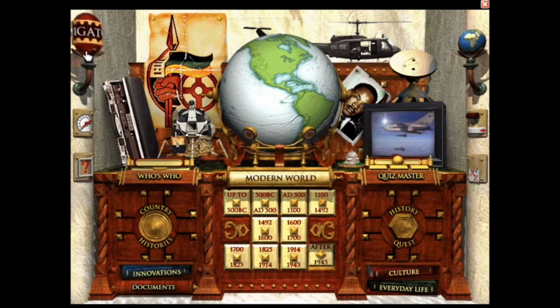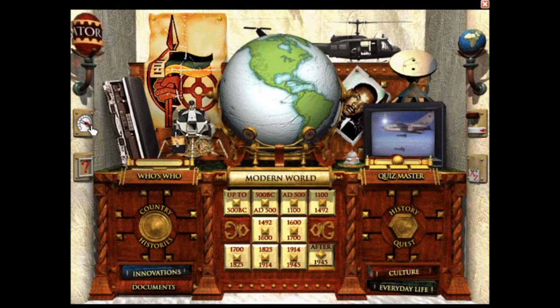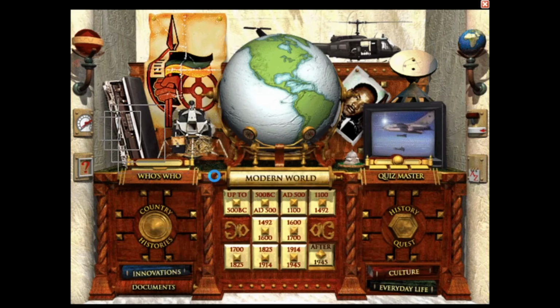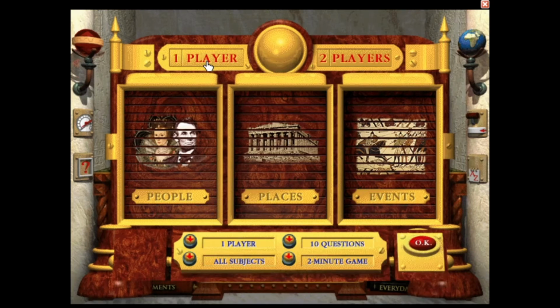So, just a navigator. What's that? Oh, that just takes you to different things. Right, fair enough. What does that do? Oh, so you can print stuff off. Right, because after all, these are learning aids. That's what they're for. Christmas. What's this? People, places, events. Okay, we'll start with people, shall we? Oh, actually, these are topics. New game.